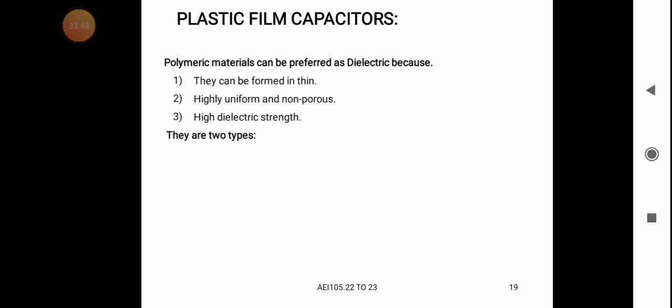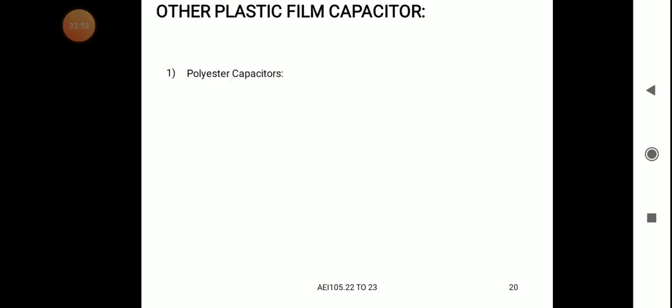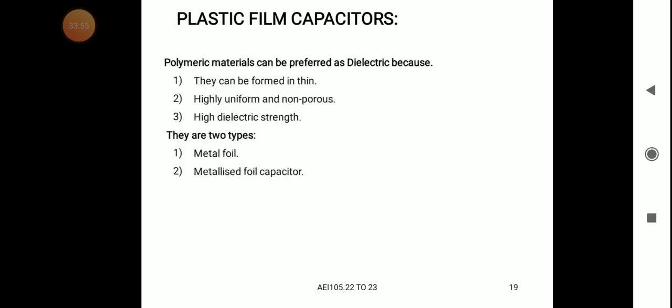Now the next capacitor, the plastic film capacitor. These are important capacitors. We are discussing how they are manufactured, what types there are. Polymeric materials can be prepared as dielectric. Plastic means different types of plastics, that is, polymeric materials. Those materials can be used as a dielectric.